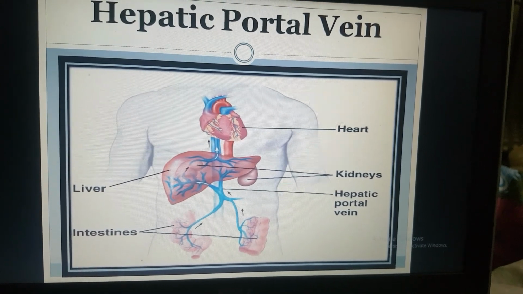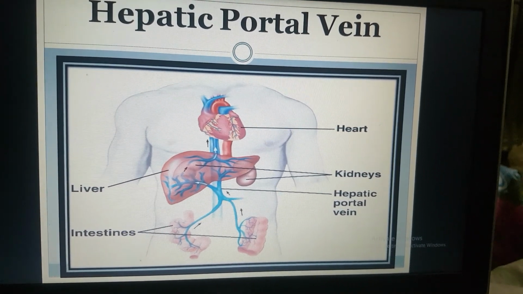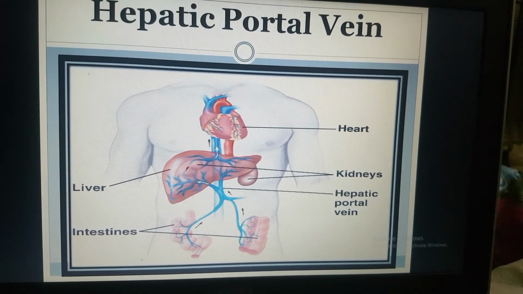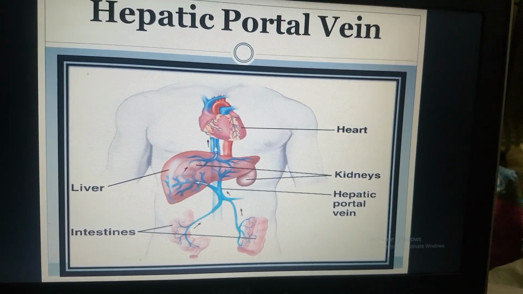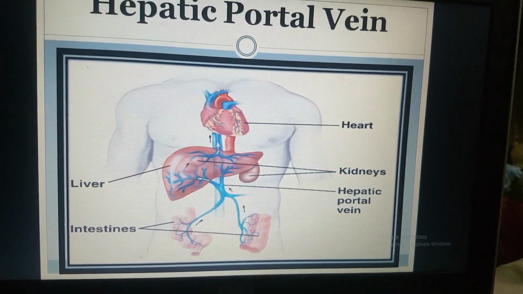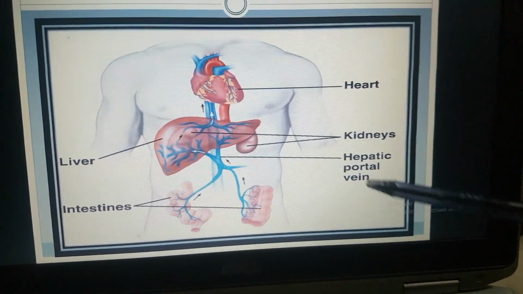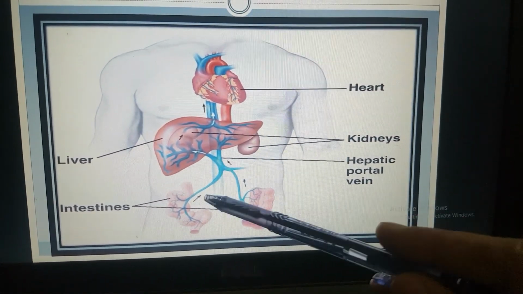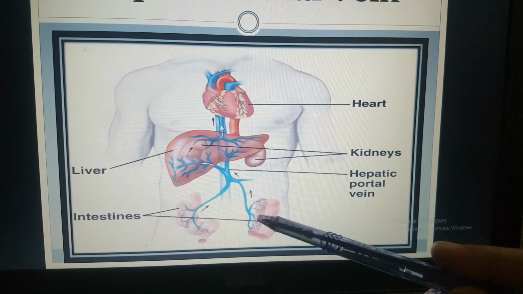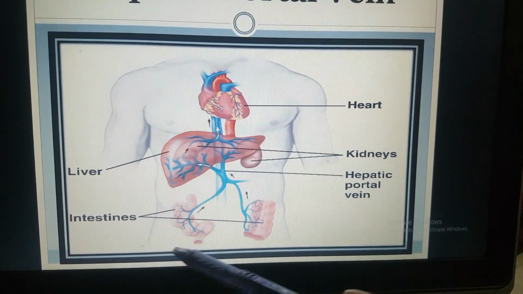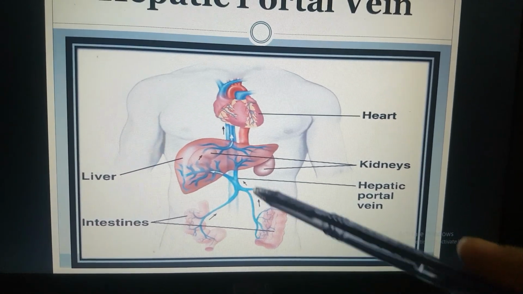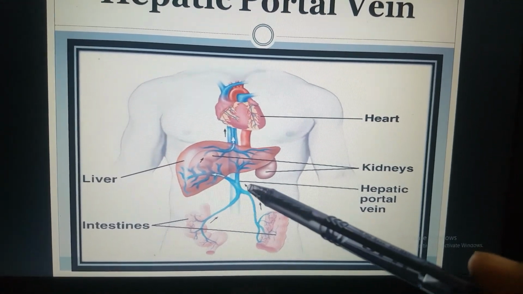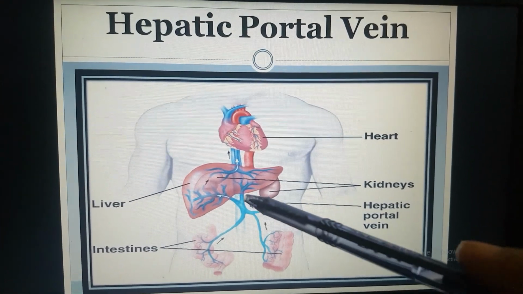So hepatic portal vein, you may say that arises from capillaries in the gut wall at one end, and it gives rise to capillaries in the liver at the other end. Here it's very much clear that hepatic portal vein, this is the portal vein which is receiving blood from the gut. I try to give this thing in a simplified way. The arrows are also indicating that the blood which is deoxygenated is moving back to another vein.